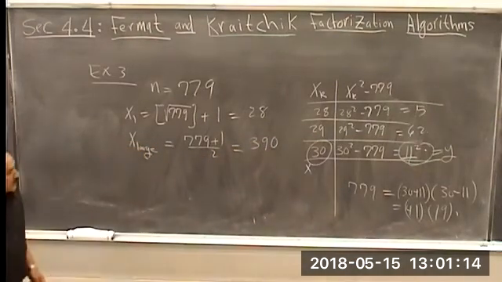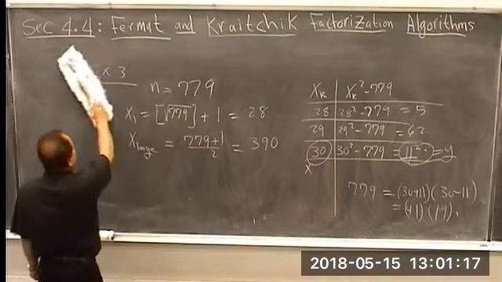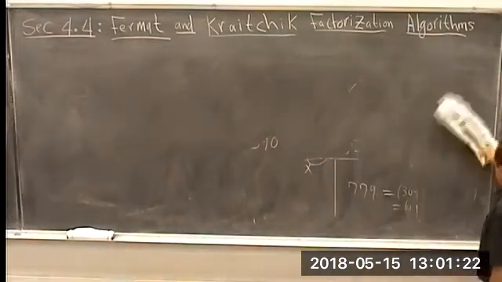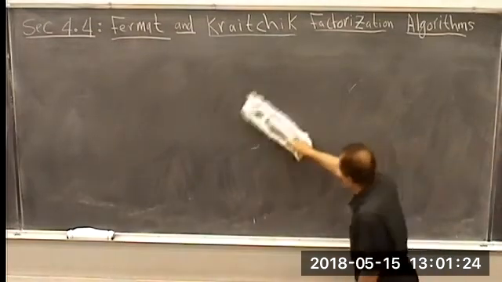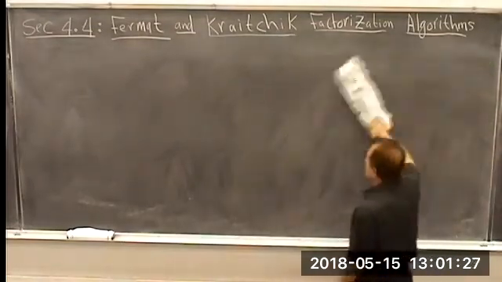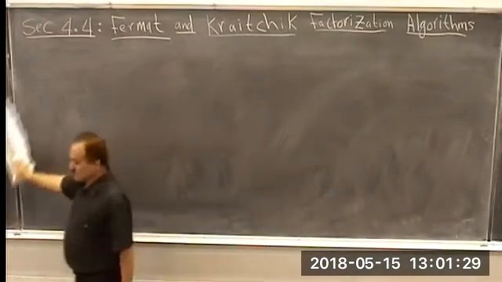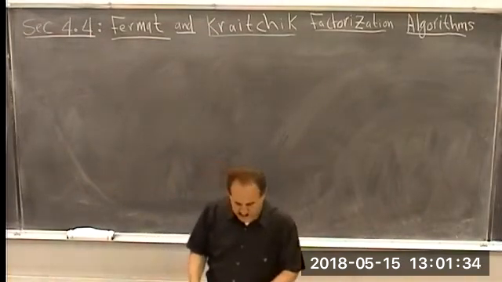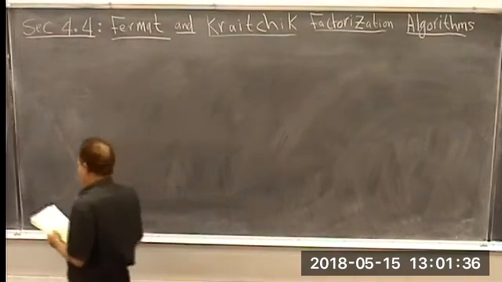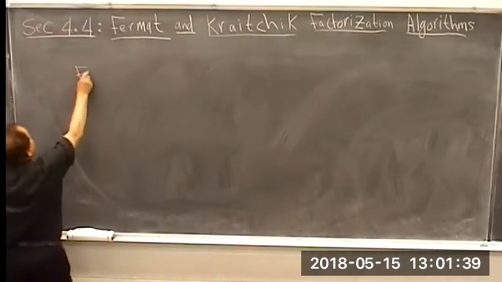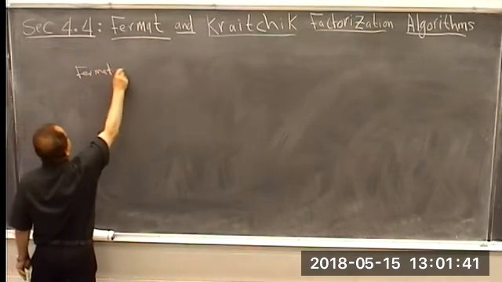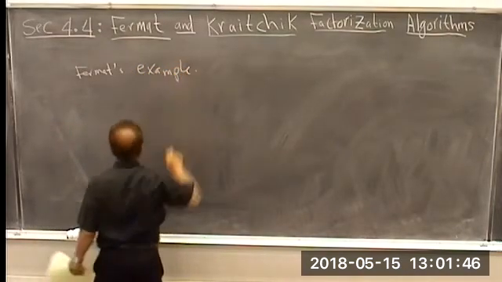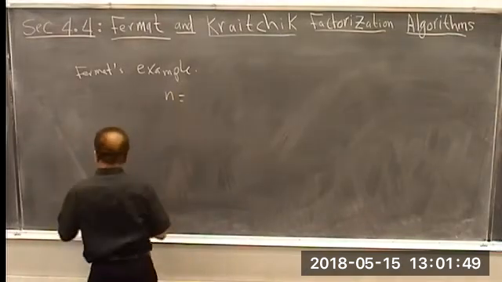The example that Fermat actually took is a much bigger number than the example I worked on. So let's see what it is. And now remember, Fermat does not have a calculator to use. You have to use hand calculation. And he was patient enough to go through all these steps. So this is Fermat's example. That's the one he did. And this is the n.